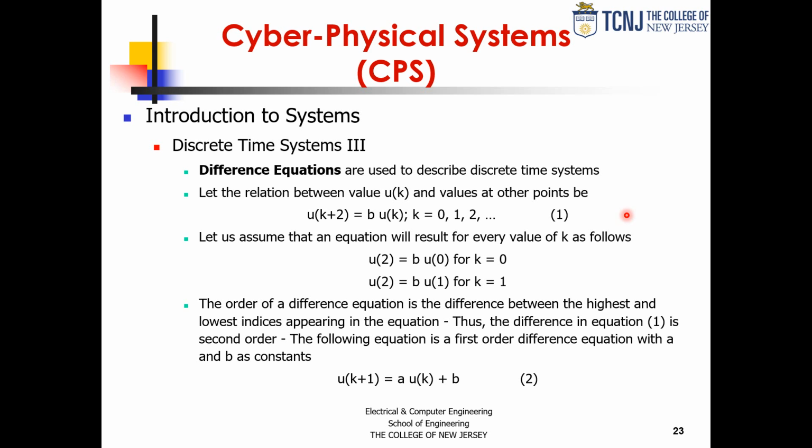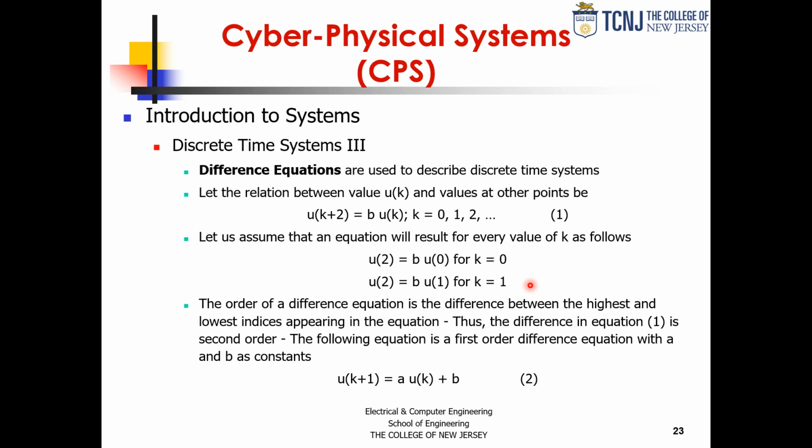So let's say that u of 2, according to that equation, is equal to b times u of 0. So that would be for k equal to 0. This is a difference equation for k, so I can evaluate it at any value of k. And if I evaluate it at 1, this should be u of 3, actually, as a typo. U of 3 is equal to b times u of 1, because I'm evaluating at k equals 1.